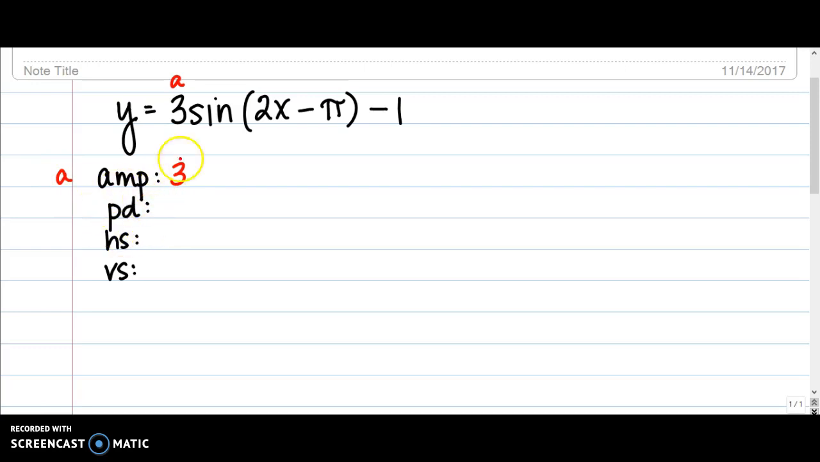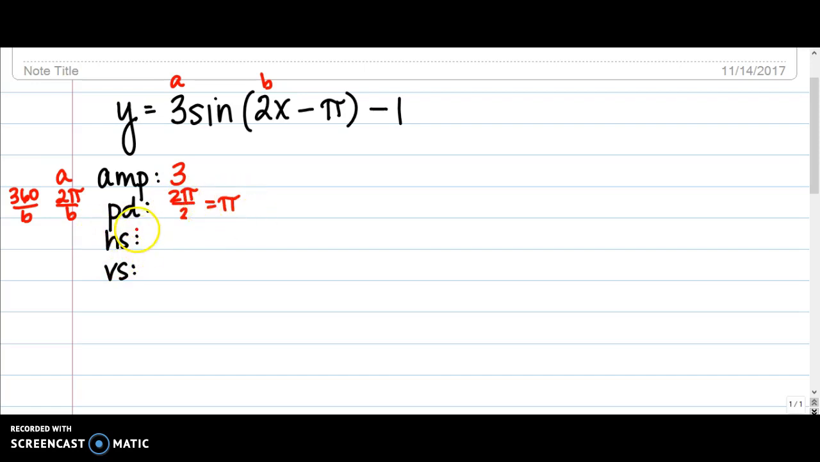The period of our sine equation is 2π divided by b. I'm doing this because I see a π in the equation. If you don't see a π and you would rather use degrees, then we can go 360 divided by b. So again, b is 2. I'm going to do 2π divided by 2. The 2's cancel out, leaving a period of π.